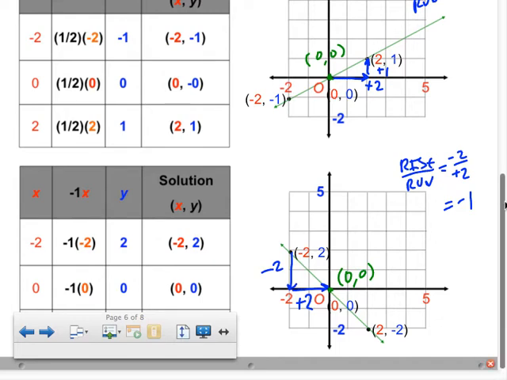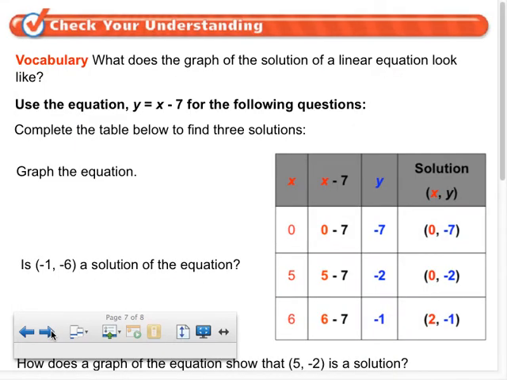Okay. Last slide of the day. What does the graph of the solution of a linear equation look like? A straight line. Okay. Use the equation y equals x minus 7 for the following questions. Complete the table. Well, I already completed the table. Now, if they want you to find three solutions, pick out any three x's. Try to pick easy x's. Don't pick big numbers. Just pick easy ones. Substitute them. Get your y. There's your solution.